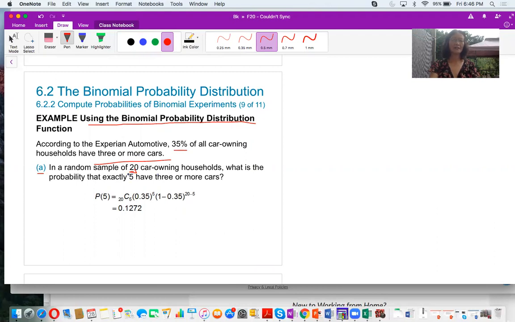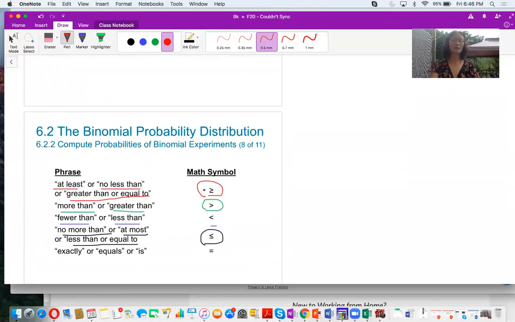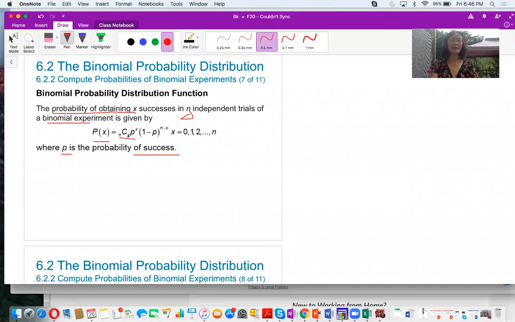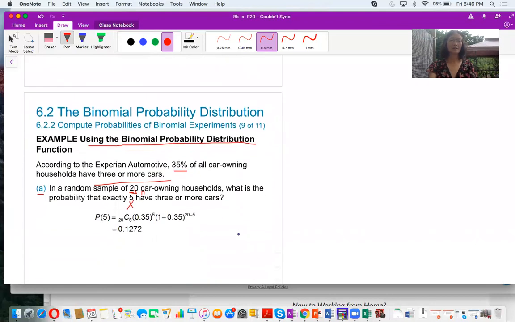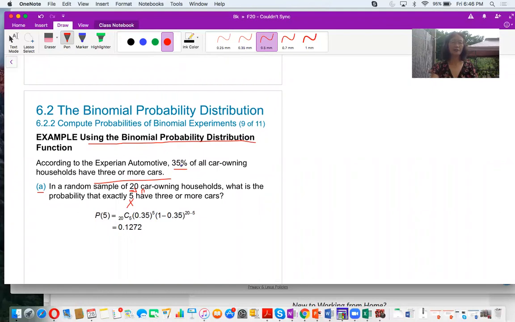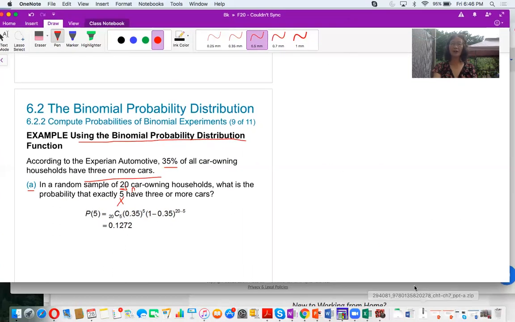This 20 is n, and this number 5 is x, and you plug in the formula. n equal to 20, x equal to 5, and p is the probability of owning, 35% is p, the probability of having 3 or more cars. So plug in the formula and you get this result. So let's use Excel to verify this result.